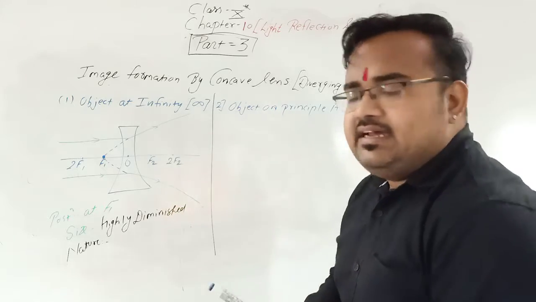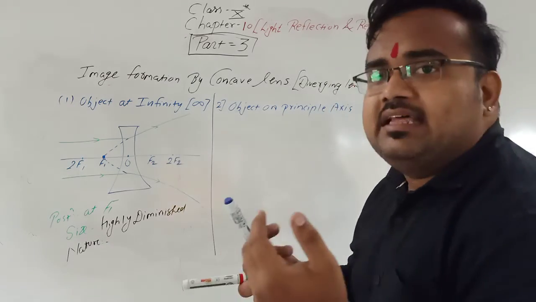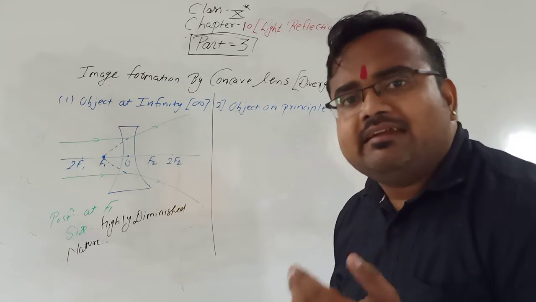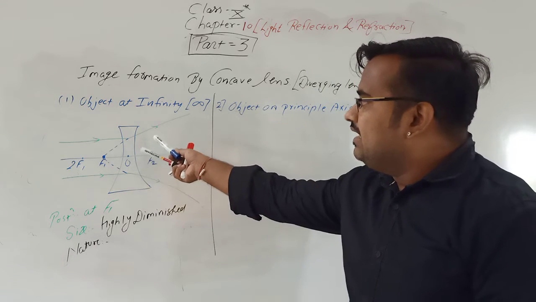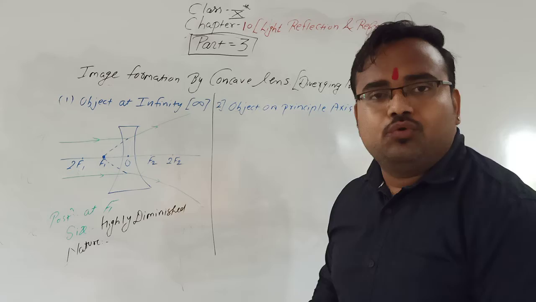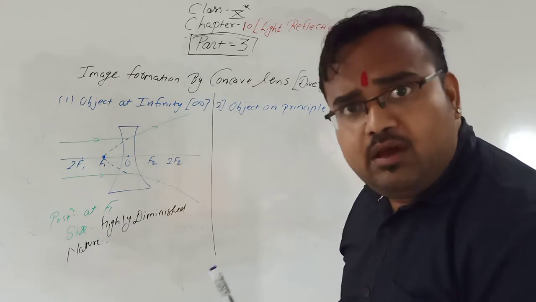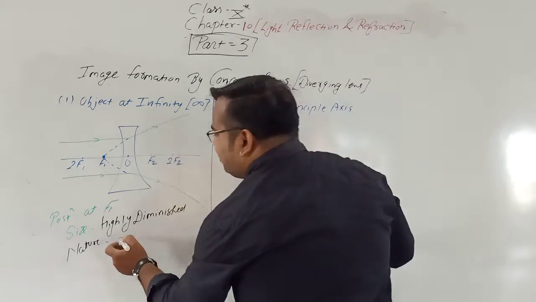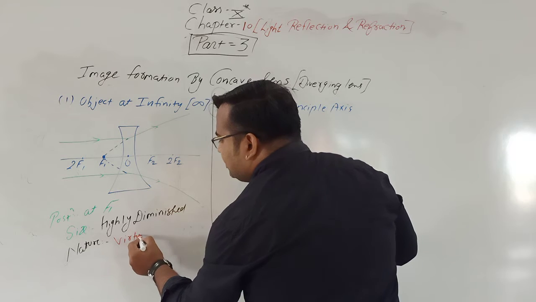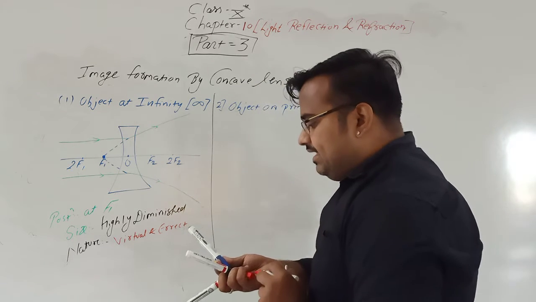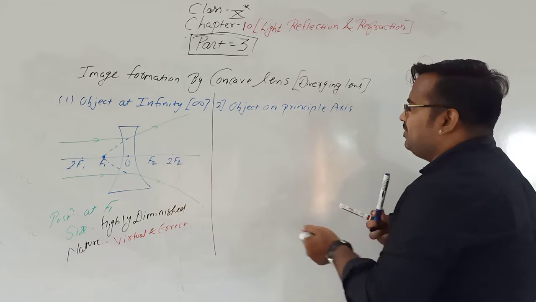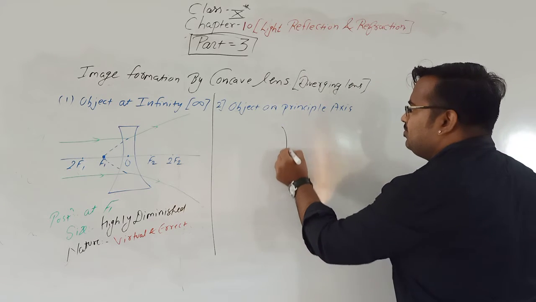Now the nature is, if the diverging rays are not intersecting each other, that means we have produced the rays towards F1. Since we have produced the image, that means it is virtual and erect.